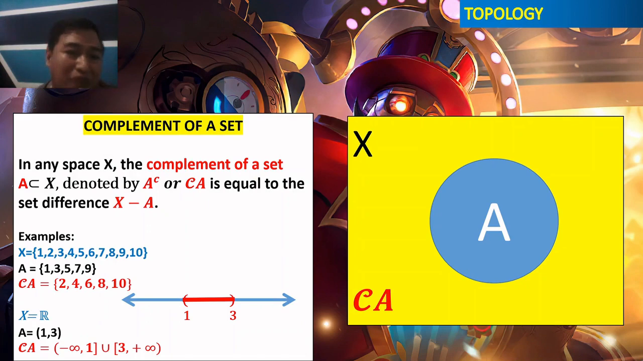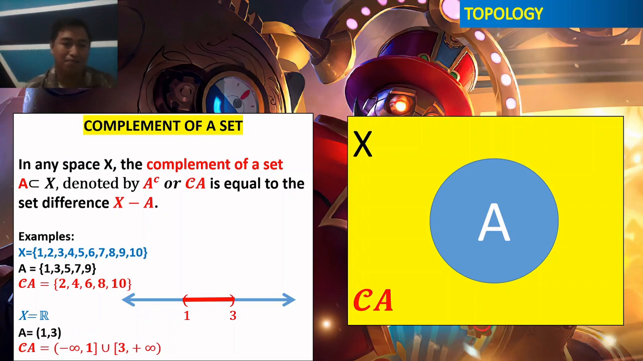Okay, complement of a set. So, in any space X, the complement of a set A, a subset in X, denoted by A^C or script C A, is equal to the set difference X minus A. So, kung makita mo sa picture class, there's a right side na siya X, so that is the whole space X, kanang yellow, and then naa tay A class, nasa sulod sa circle, and then script C A or the complement of A kay naa sa gawas. So naa siya sa yellow nga part.